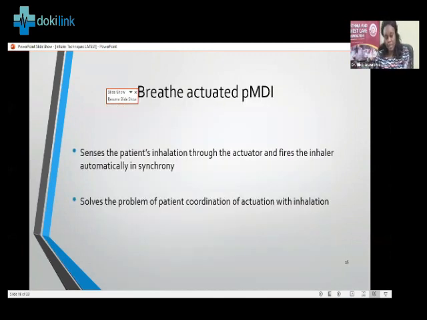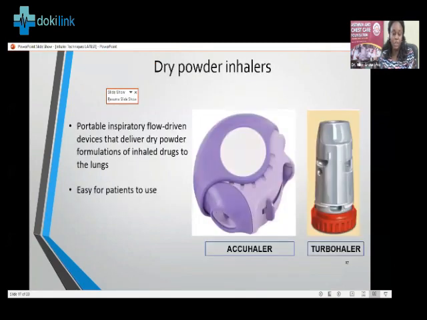Another important device is the breath actuated pressurized metered dose inhaler, and this actually senses the patient's inhalation through the actuator and fires the inhaler automatically in synchrony with the patient's inspiration. The concept of the breath actuated pressurized metered dose inhaler is actually a good one because it solves the problem of patient's coordination of actuation with inhalation. The dry powder inhaler is also another important inhaler, easy to use because they are actually breath actuated.